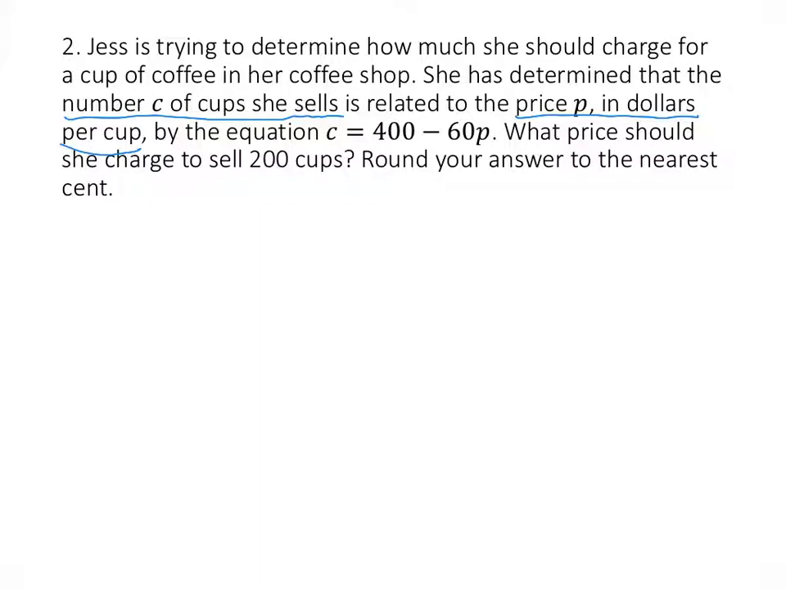Now we read the question. The question says, what price, and so that right there tells us that we're trying to figure out the price. So the question that we're asking ourselves is, what is P? And then we keep reading. We say, what price should she charge to sell 200 cups? C is the number of cups she sells. So the question is asking us, what is P when C is 200?